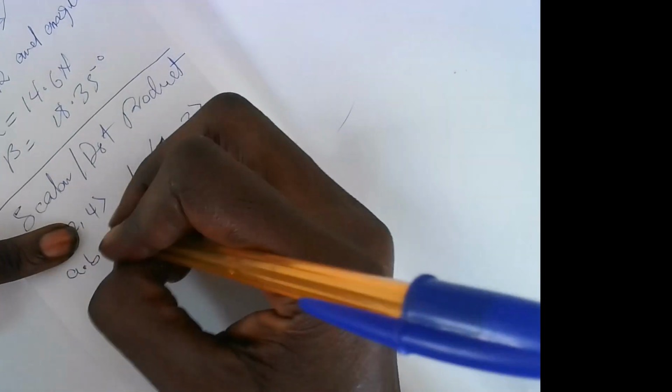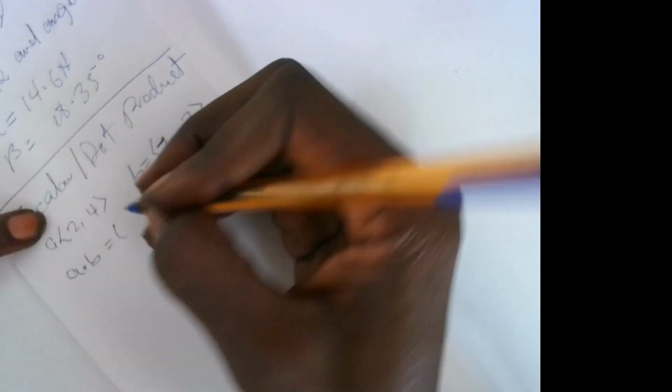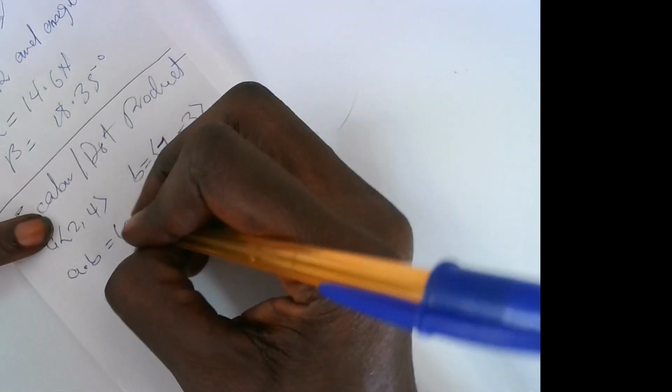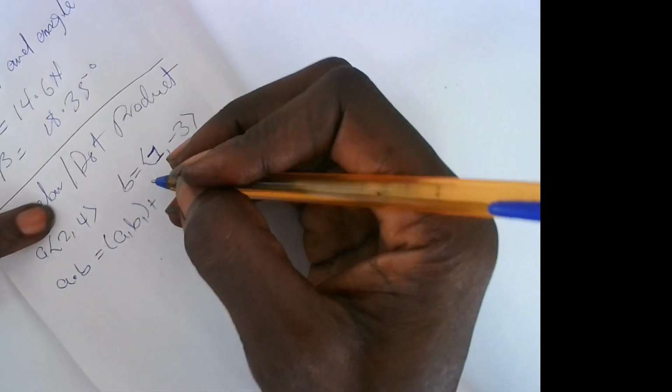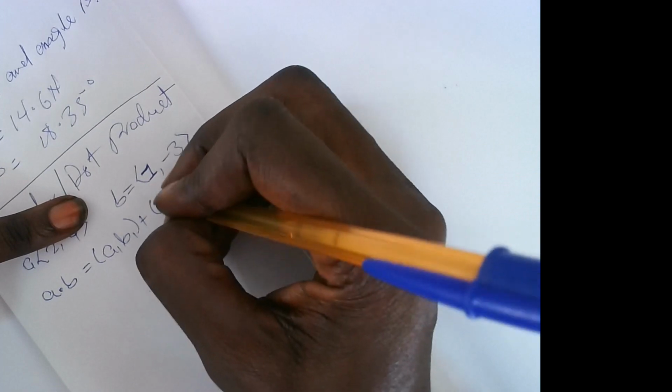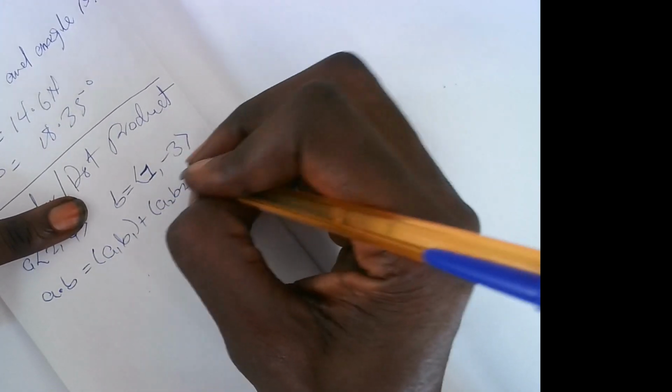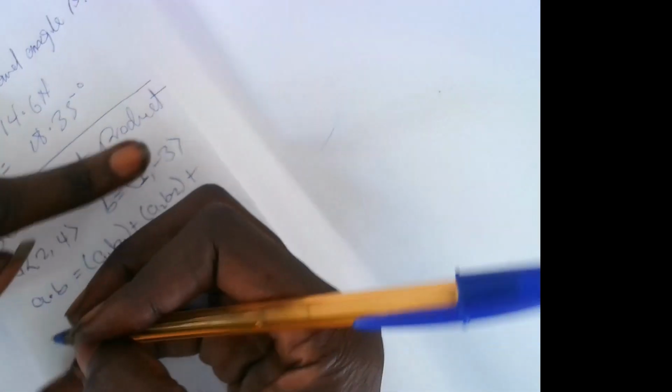Now A dot B is supposed to be equal to A1 multiplied by B1, plus A2 multiplied by B2, and so on as the vector dimensions proceed. If you have A3, then A3 multiplied by B3. If it's 3-dimensional, then it's going to be plus A3 times B3 also.